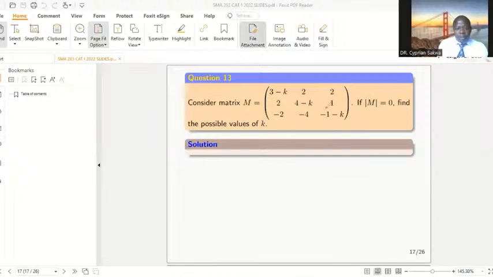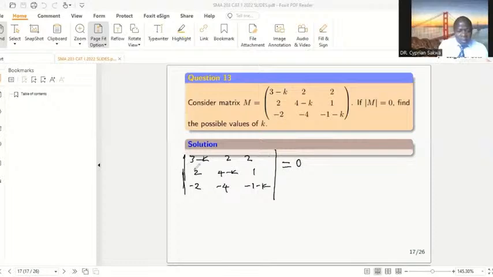This question is similar to the ones we've done before. The determinant is 0, find the value of k. So let's just do that. Let's just equate this determinant to 0 and see what we get. Equate to 0, and look for ways that you can make this easier.